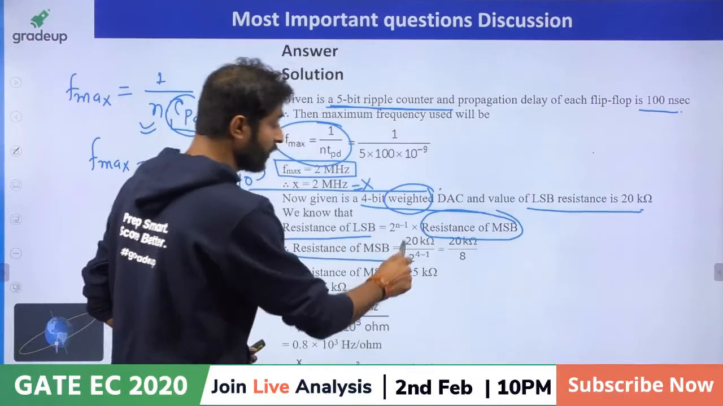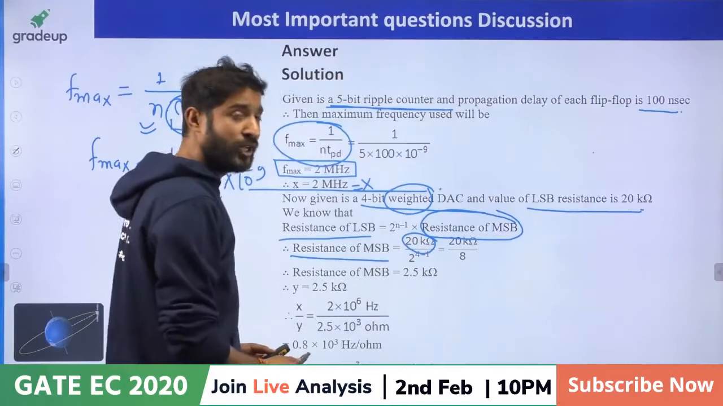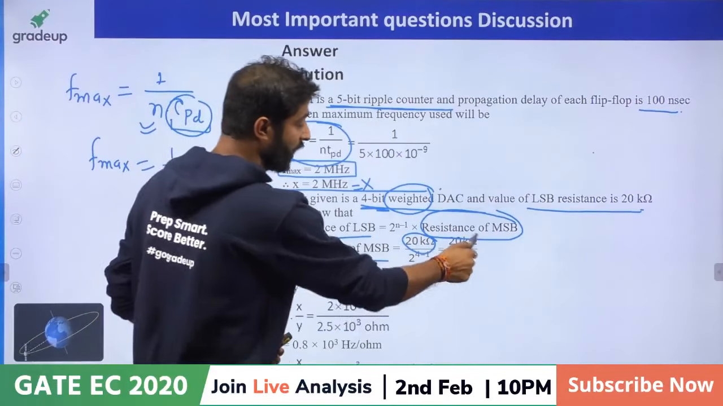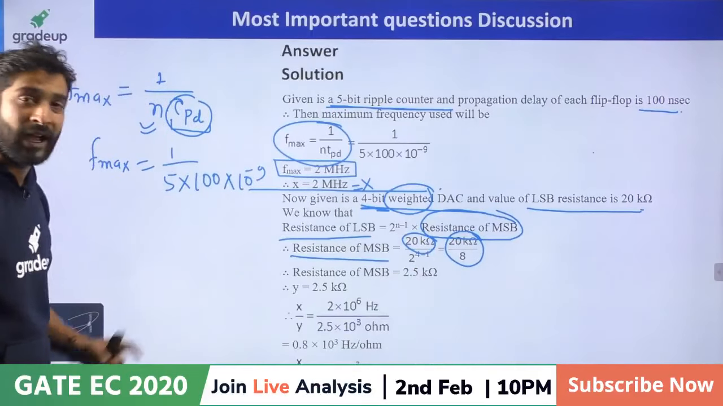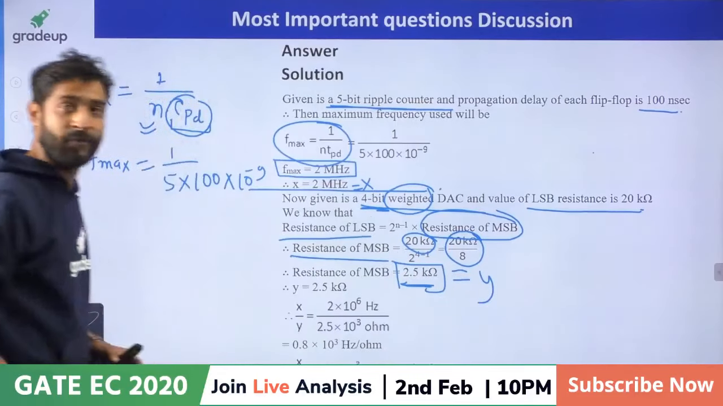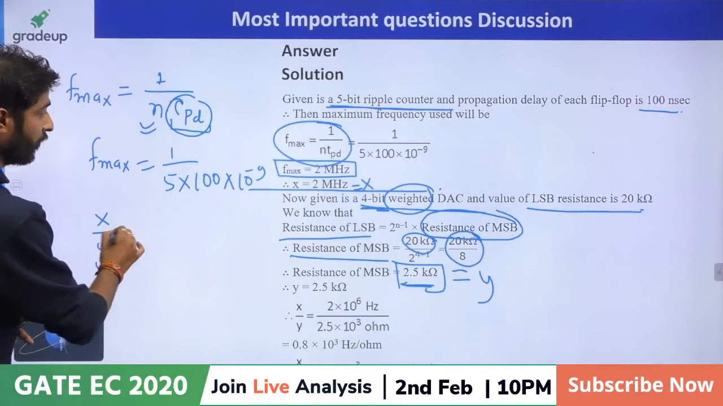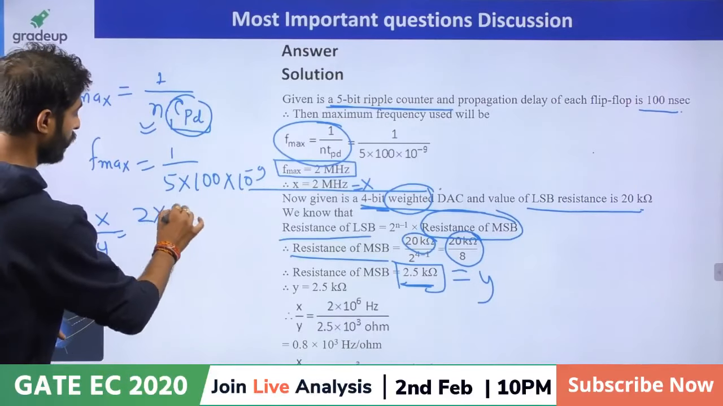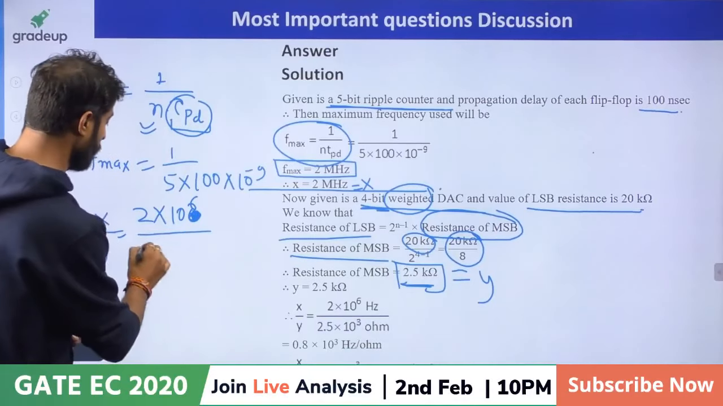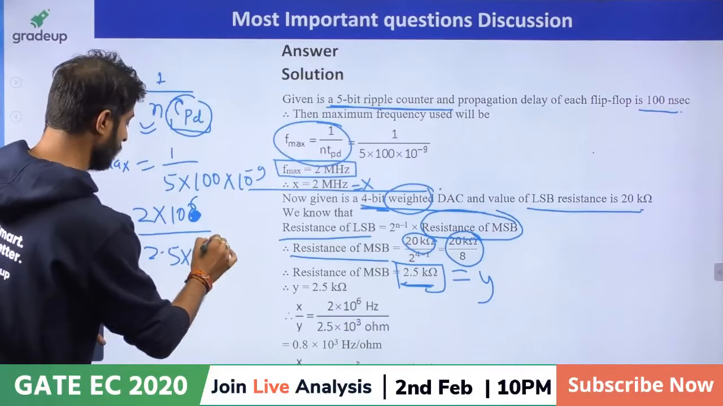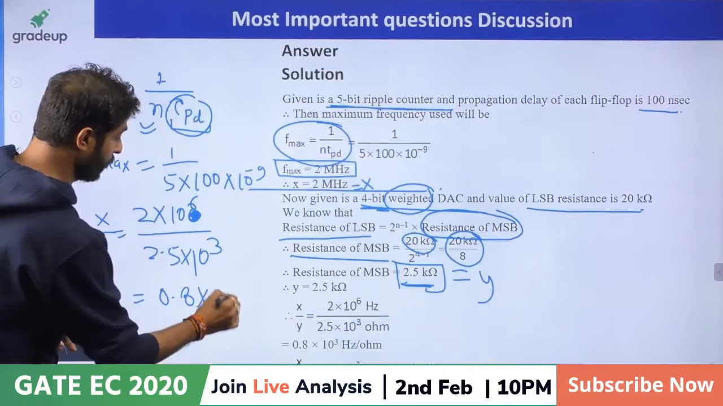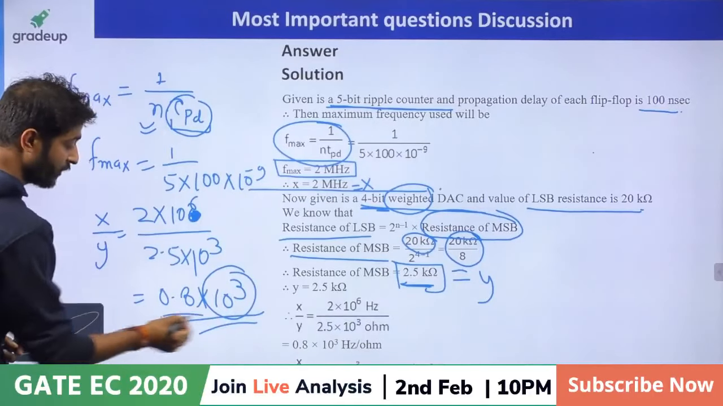So the resistance of MSB: 20 kilohertz is given in the problem, and n is given, that is the 4-bit. So 2 raised to power 4 minus 1 is 8, and 20 kilohertz divided by 8 is 2.5 kilohertz, and that is given as Y. In the problem, we have to find X by Y. X is 2 into 10 raised to power 6, and this one is 2.5 into 10 raised to power 3. So the value will be 0.8 into 10 raised to power 3. And the answer given by those who answered is 0.8.